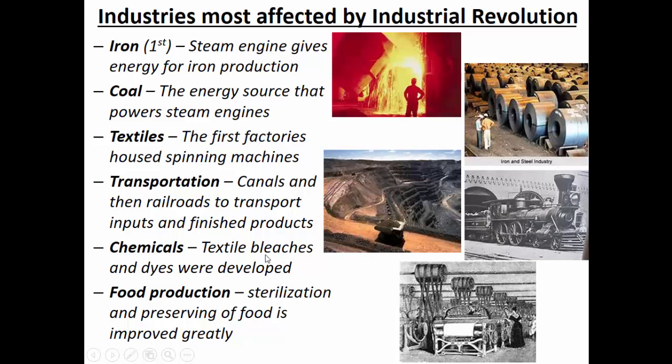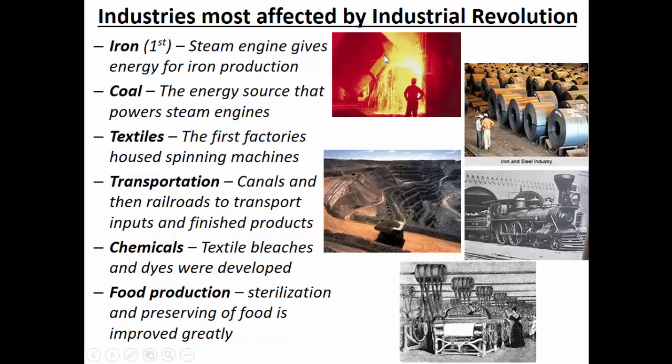Chemicals. Textile bleaches were used for the first time. I talked about that in John Green's video. Dyes are developed for clothing as well. Food production. We develop sterilization. We start to preserve food better. We develop refrigeration, especially. Eventually refrigerated rail cars, which allow us to transport perishable goods further than ever before.